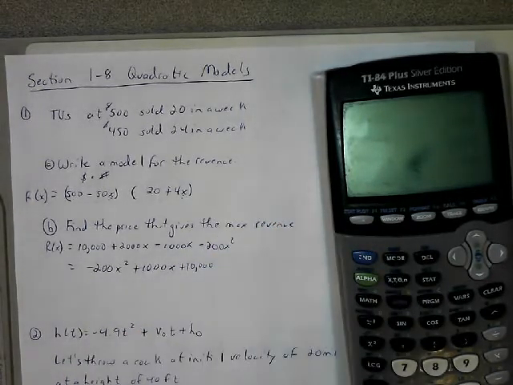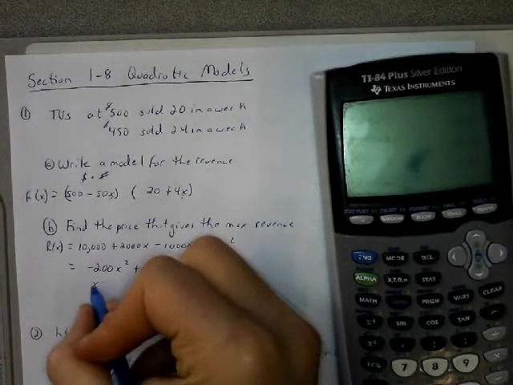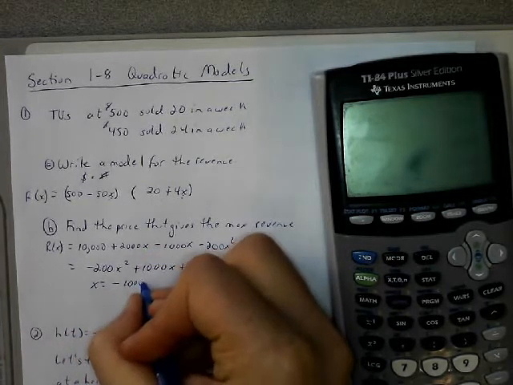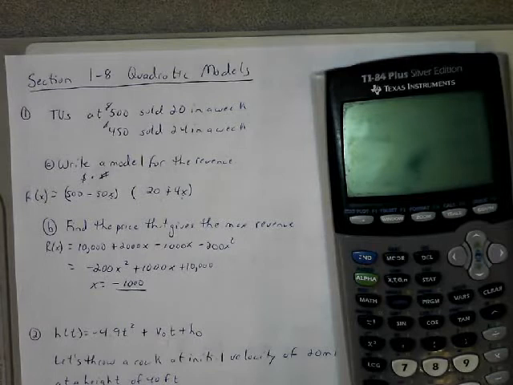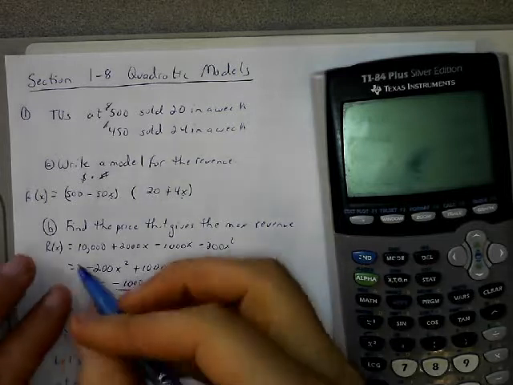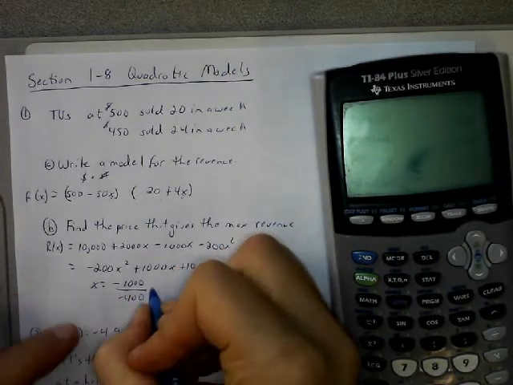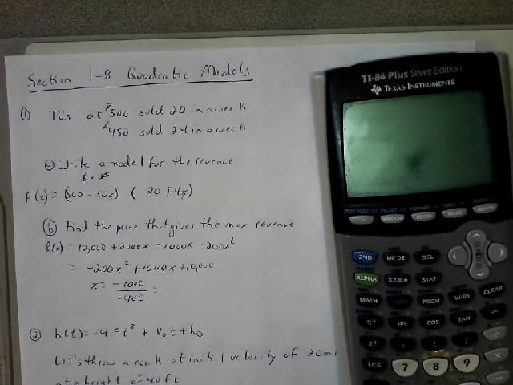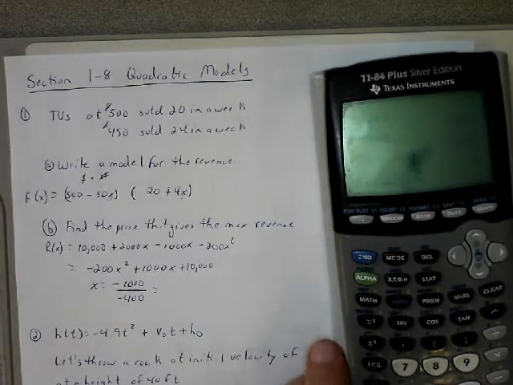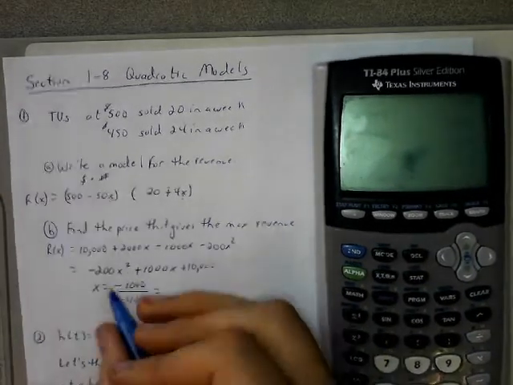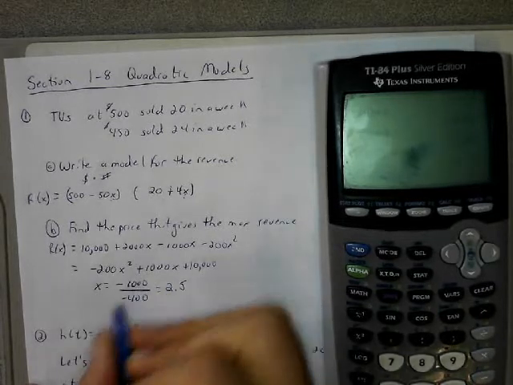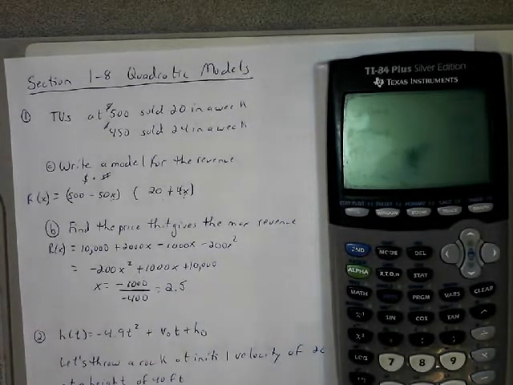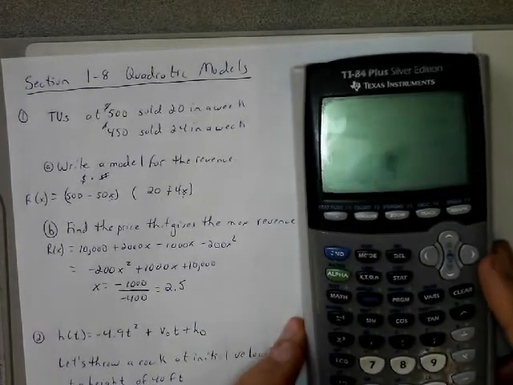So now let's find the max. I said find the price that will give the max revenue. So X equals negative B all over 2a, so negative 1,000 all over 2a. So that will be negative 400. So 1,000 divided by 400 would equal 2.5. So 2.5 increments of 50.